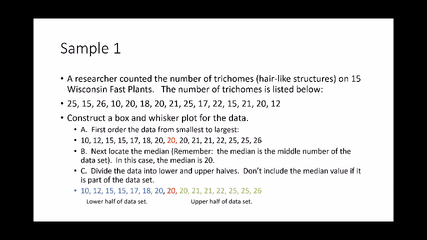So here's an example. A researcher counted the number of trichomes. These are hair-like structures on Wisconsin fast plants. They used 15 plants, so that's the sample size. Here are the number of trichomes. So we want to construct a box and whisker plot for this data. As we said before, first of all, we're going to order the data from smallest to largest, and you can see I've already done that for you here.